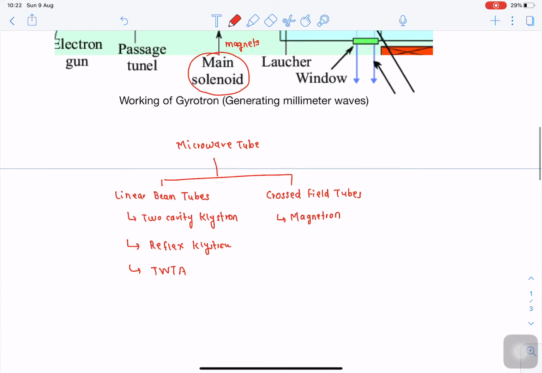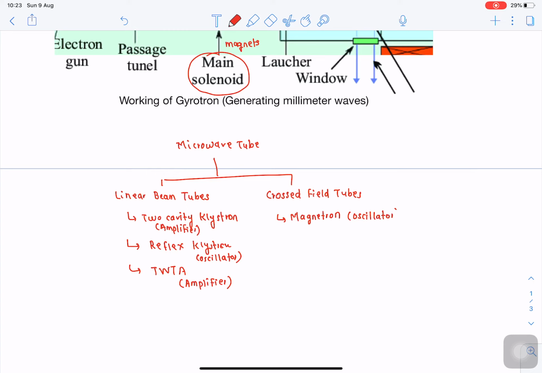The two cavity klystron acts as an amplifier. The reflex klystron essentially acts as an oscillator, which generates microwaves. The traveling wave tube essentially acts as an amplifier. And the first primitive crossed field tube, the magnetron, acts as an oscillator.